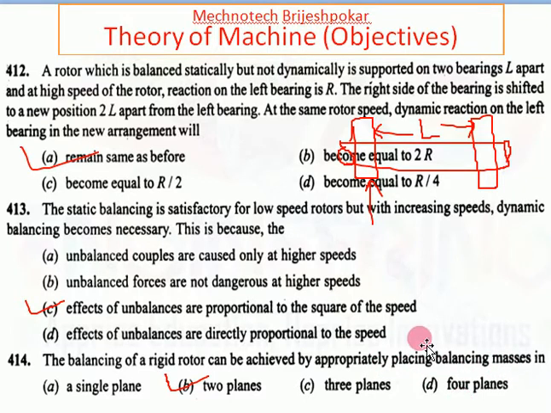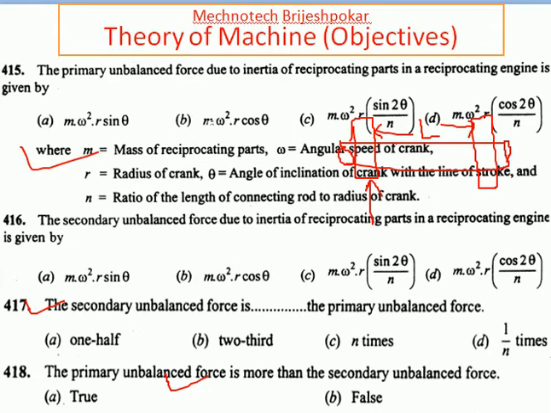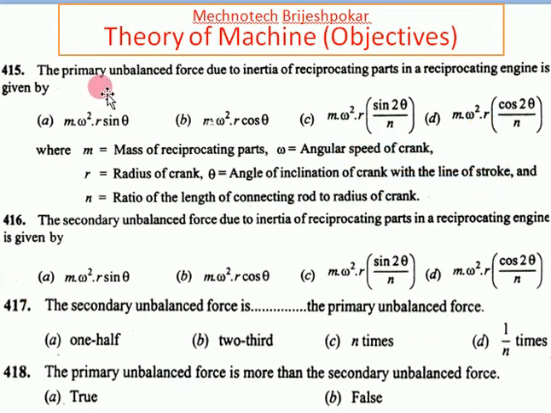So next is 415. The primary unbalanced force due to inertia of reciprocating parts in a reciprocating engine is given by: answer is B, m omega square r cos theta. And if it is the secondary unbalanced force due to inertia of reciprocating parts, then the answer is m omega square r cos 2 theta upon n.